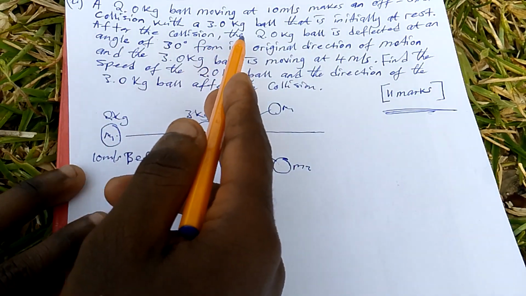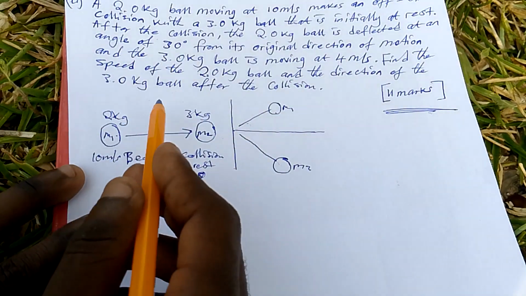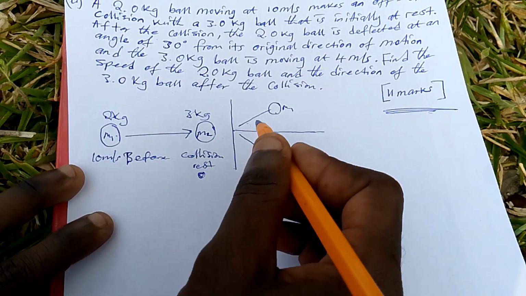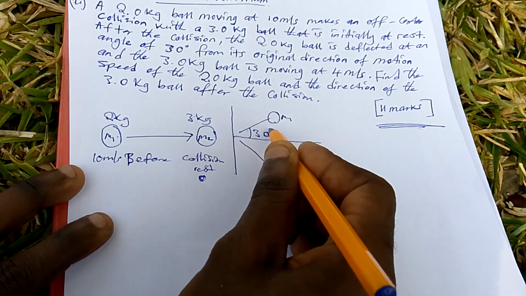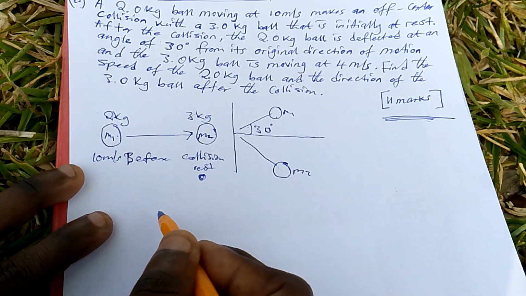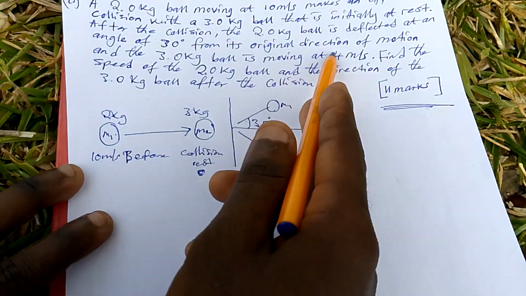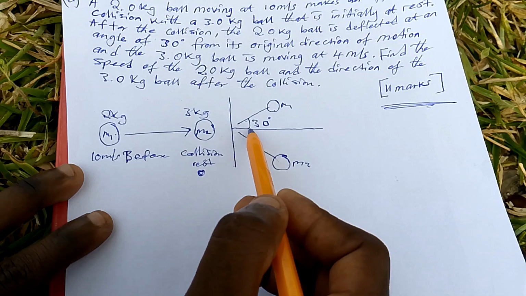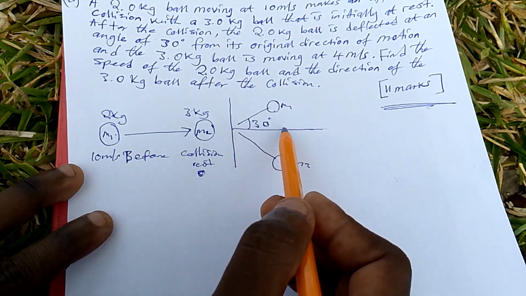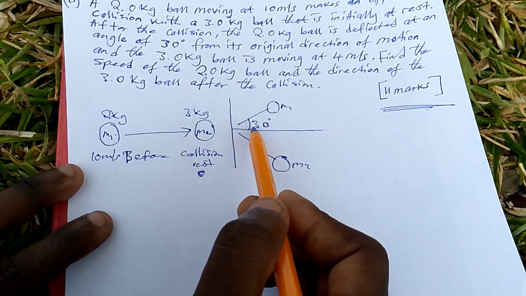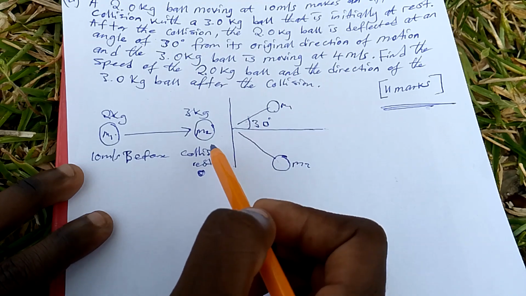After the collision, the 2 kg ball is deflected at an angle of 30 degrees. 30 degrees is the same as pi over 6. So this first ball is deflected at 30 degrees from its original direction of motion. This is the original direction of motion, so this is the x-axis. Above the positive x-axis, we have an angle of 30 degrees.